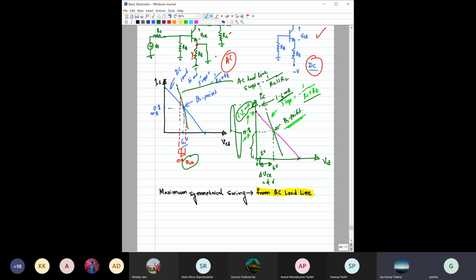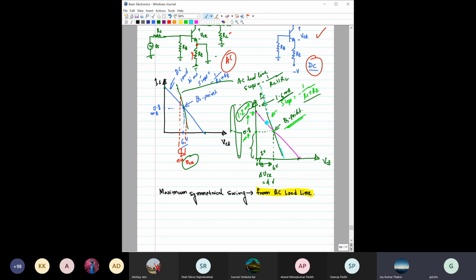Sir, the AC current would lie on the green line, right? Here many lines are green, so could you please be more specific? Sir, the line which is intersecting with the pink one. Oh, yes. This means the AC load line, you are trying to say. Yes, sir, it will follow this load line.